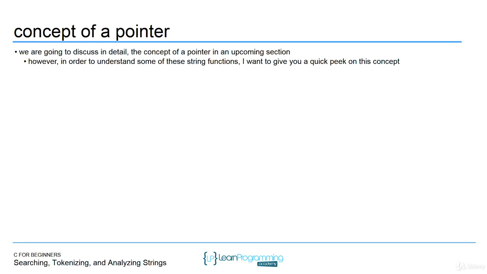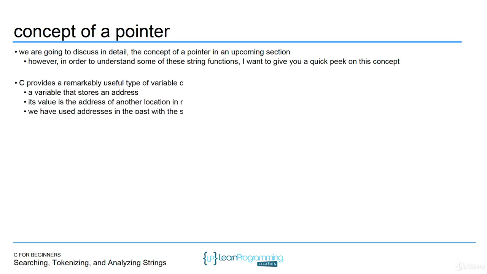So if you don't fully understand pointers at this point, after this couple slides, do not worry. So the concept of a pointer, again, we're going to discuss in detail later, but in order to understand some of these string functions, I want to give you a quick peek. C provides a remarkably useful type of variable. It's called a pointer. I've been talking about it. It has to do with memory and memory allocation.